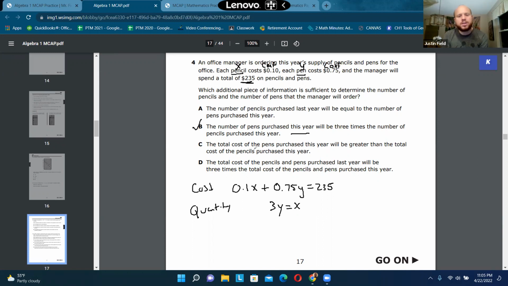The total cost, we already have cost information. So it is B. And we already have all the cost information we need. So we're looking for that quantity. A lot of times, they would say the total number of pencils and pens is 200, and we would write X plus Y equals 200. But they didn't tell us that. But that is something we see a lot. And then that's your second equation.